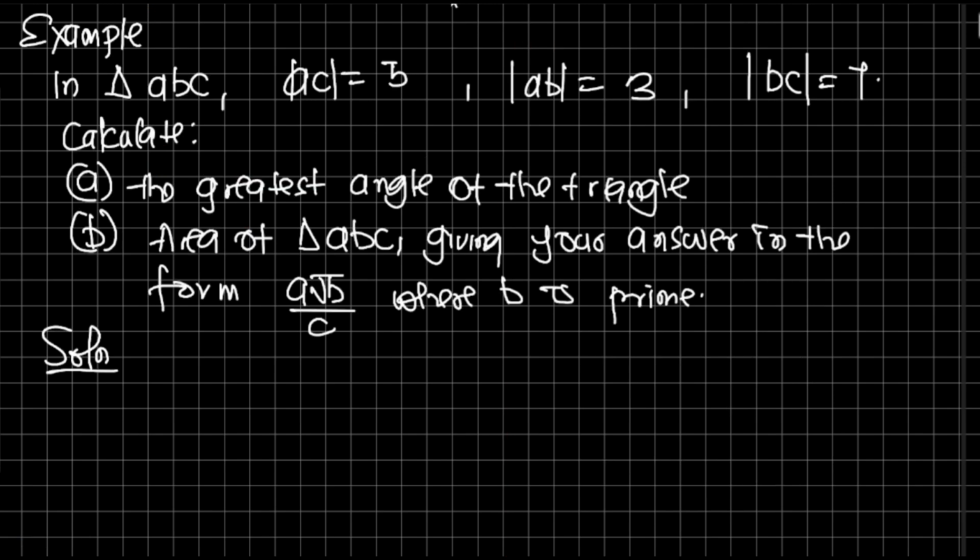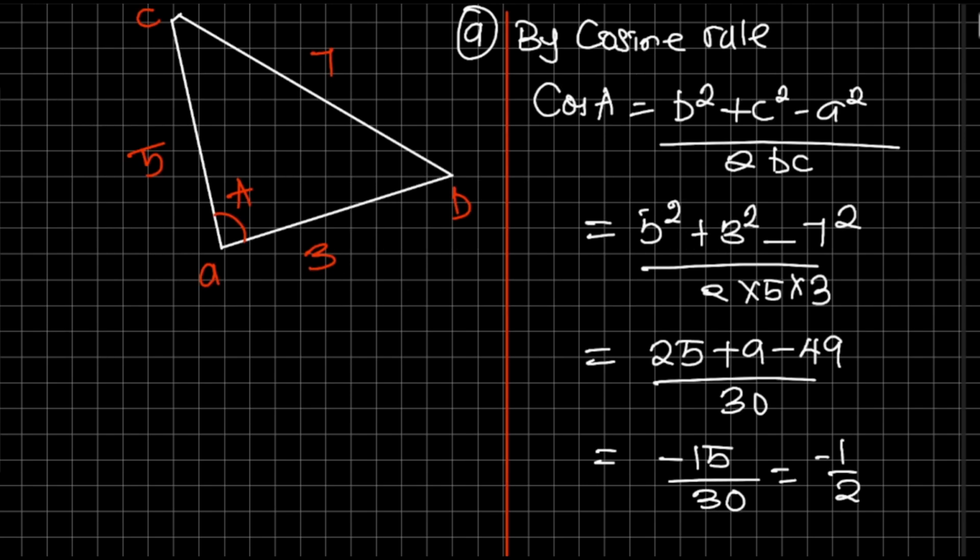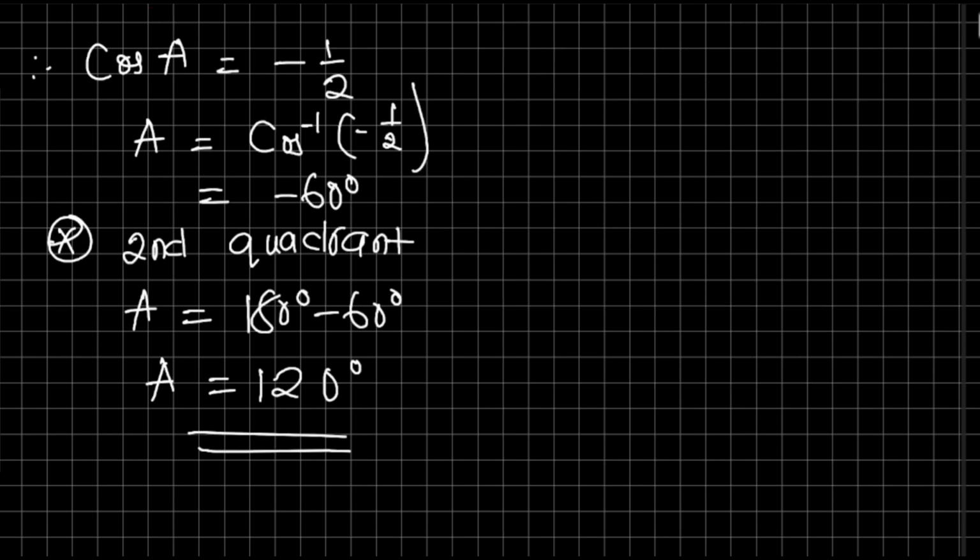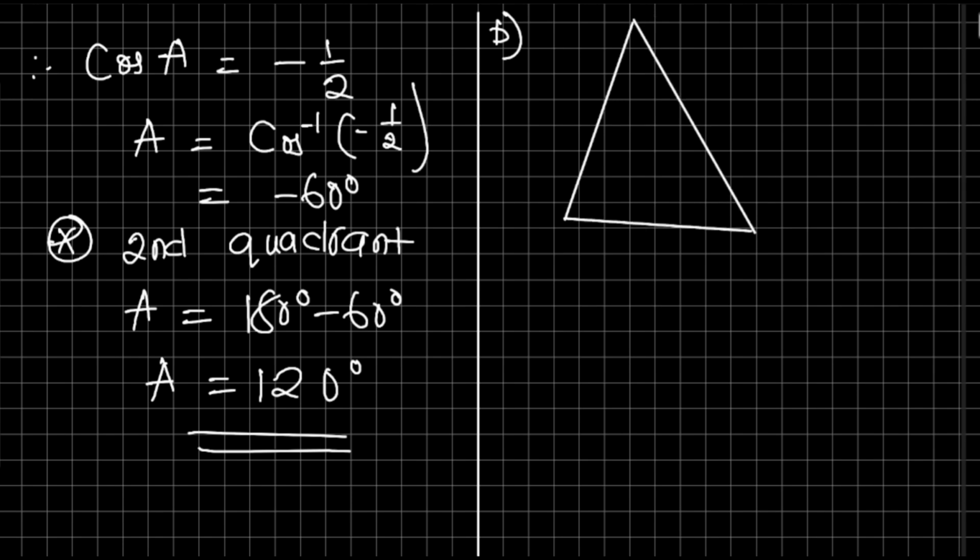So let's see question B. Area of the triangle, giving your answer in the form A root B over C, where B is prime. So let's see what we have. Now we have angle A. So solving for question B, we have the parameters that we needed. This angle now is 120 degrees. So this is 5, and this is 3, this is 7. Remember, this was a, this was b, and this was c.